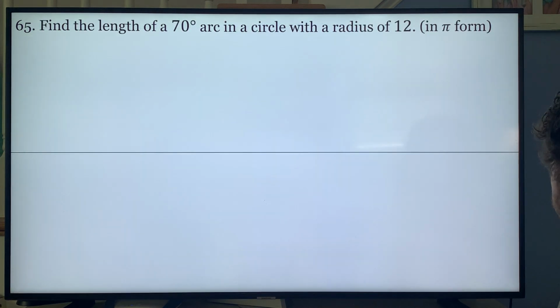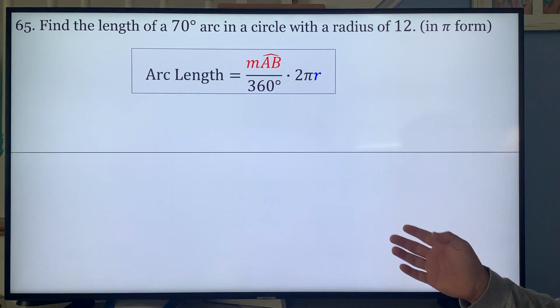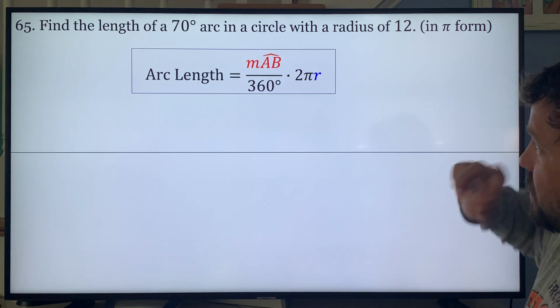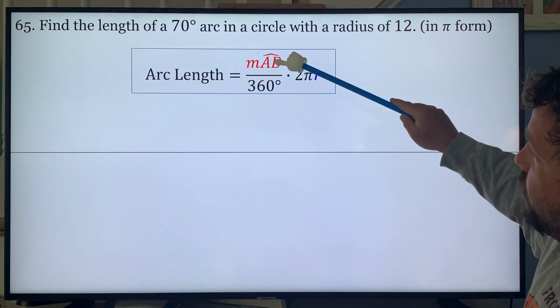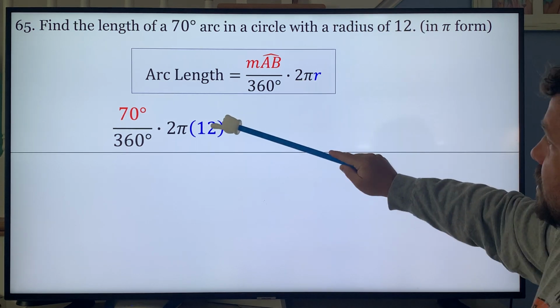Almost done. Find the length of a 70-degree arc in a circle with a radius of 12. Remember the formula for this? Arc length equals the measure of the arc over 360, because you want the percentage, times 2 pi r, which is your circumference. So 70-degree arc: 70 divided by 360, 2 pi times 12.